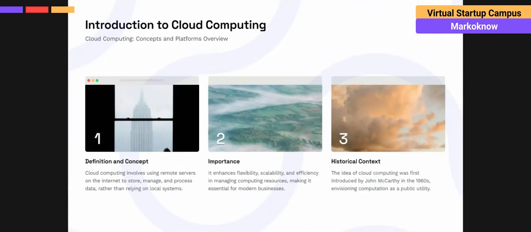So the introduction of cloud computing is what I already told you. Cloud computing involves using remote servers on the internet to store, manage, and process data, rather than relying on a local system. That local system means the physical system.